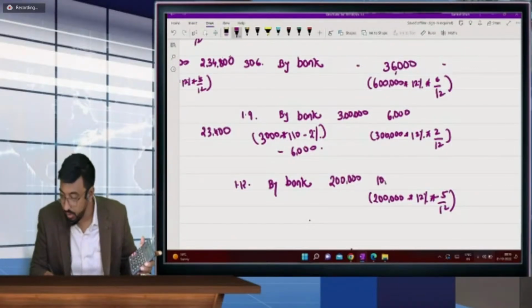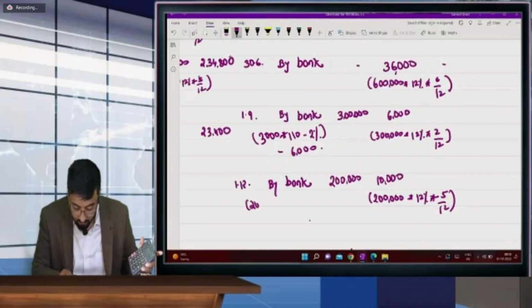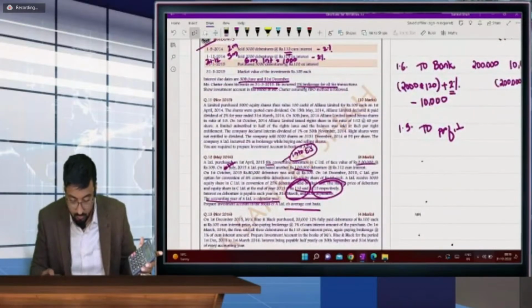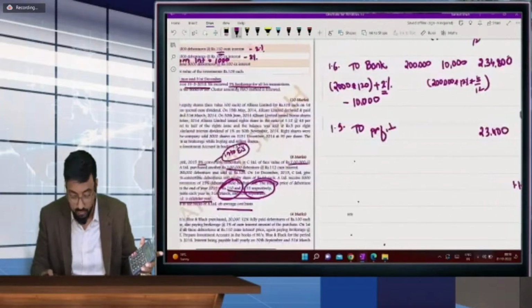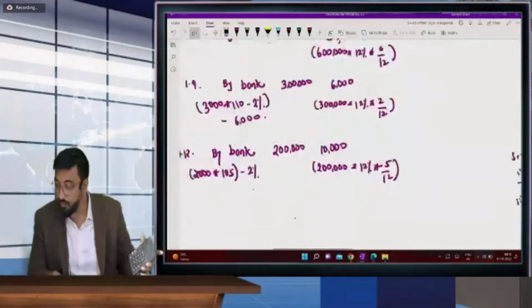This is 10,000. Then 2,000 into 105 x interest. So minus 2%. Don't deduct interest. Two lakh 5,800.